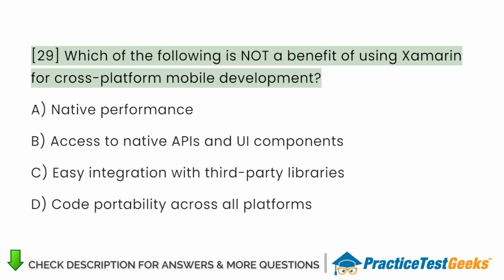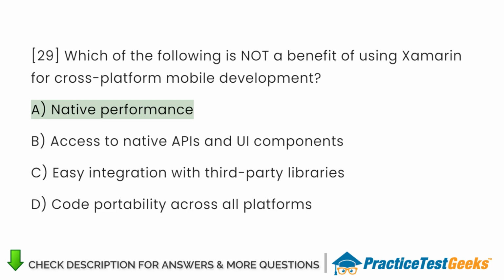Which of the following is not a benefit of using Xamarin for cross-platform mobile development? A. Native performance. B. Access to native APIs and UI components. C. Easy integration with third-party libraries. D. Code portability across all platforms.